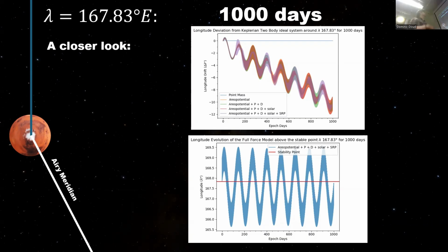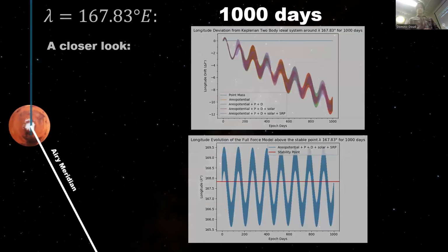But this bottom plot is actual longitude over days. And in red is the stability point. Check that out. It just oscillates all around it. Doesn't go anywhere. That's awesome. So to the ground observer, they're looking at the sky. It's moving left and right 1.5 degrees. You point your telescope there, you're going to get it. That's the best part.